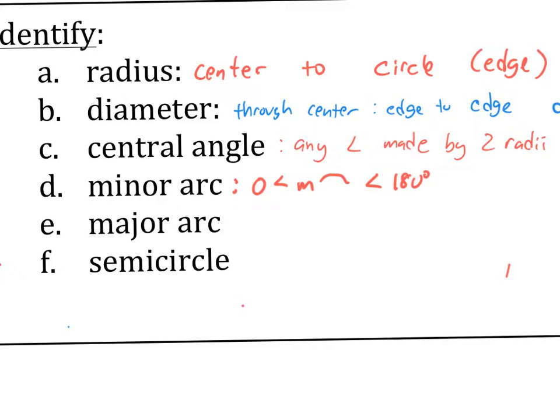Very similar to acute angles, right? Acute angles are between 0 and 90, non-inclusive. In the same way, we have a minor arc. Next is a major arc, and the measure of the arc has got to be between 180 and 360. And lastly, a semicircle: the measure of the arc is exactly equal to 180. Hence the word semi, which means half.